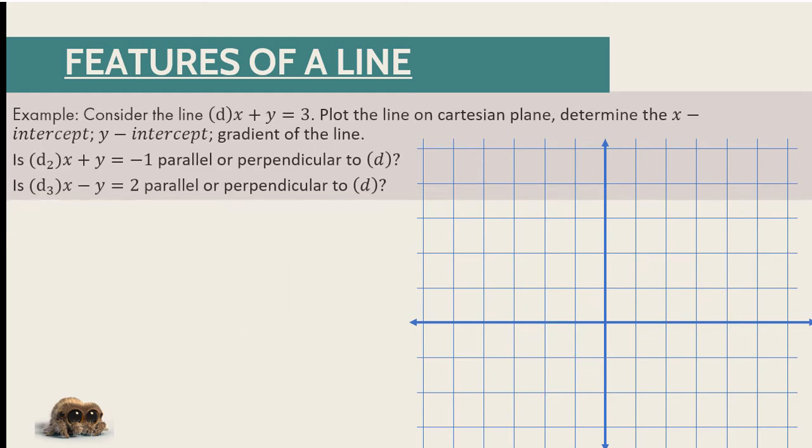Now let's have some example. Consider the line D, and we should plot the line on Cartesian plane, determine the x-intercept, the y-intercept, and the gradient of a line. After that, we should answer the two questions. Is D2 parallel or perpendicular to D? Is D3 parallel or perpendicular to D?